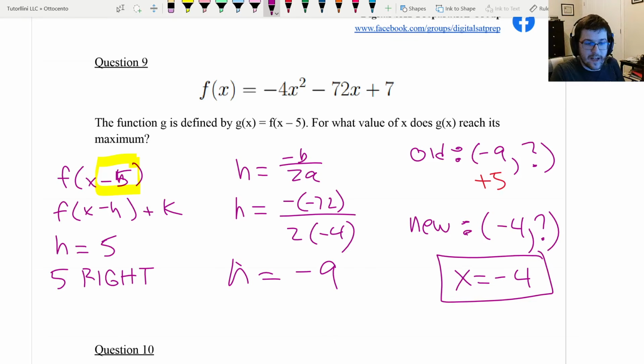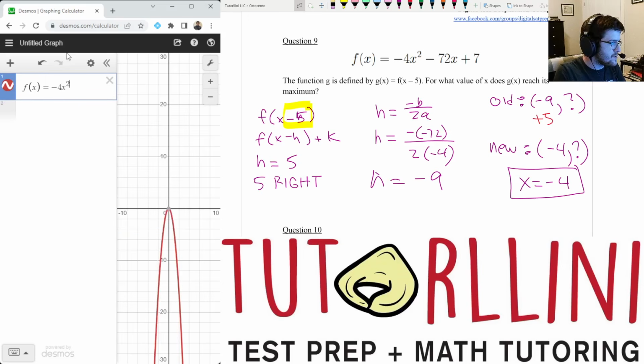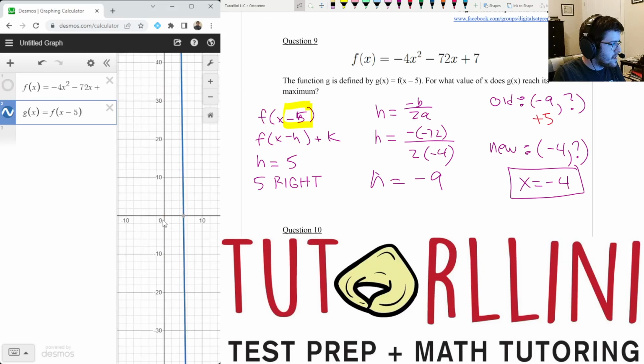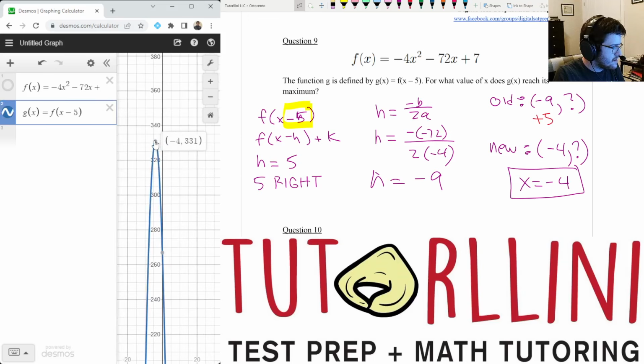As I was talking about during the slides, guys, and in my other videos, these ones are much easier to do on Desmos, so let's do that right now. So f of x equals negative 4x squared minus 72x plus 7. We don't even need to figure out the translation. They told it to us. The function notation, they just gave it to us, which is nice. Okay, now I look for the vertex. It seems to be up here. And the x value of that vertex where it reaches its maximum is -4. Looks good.